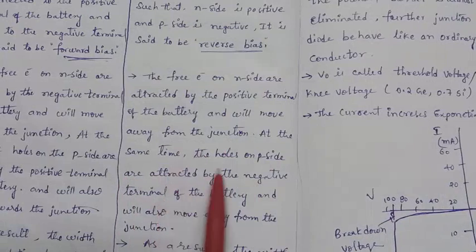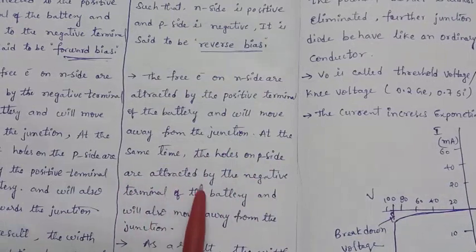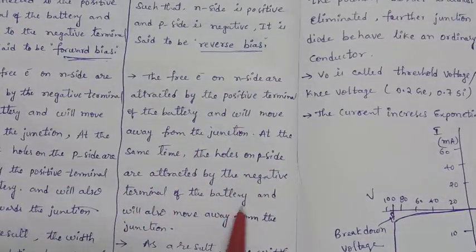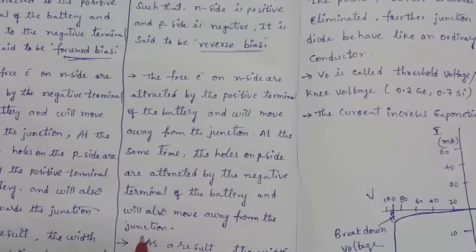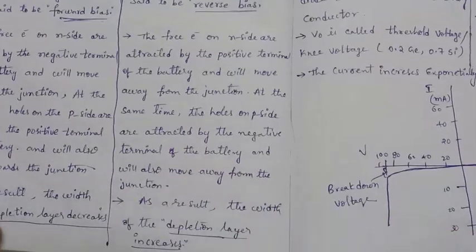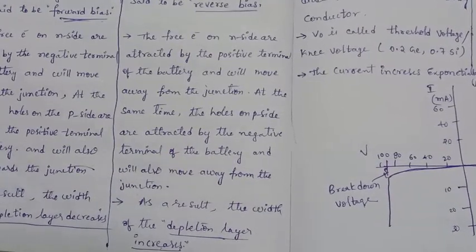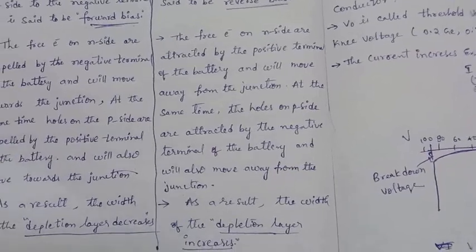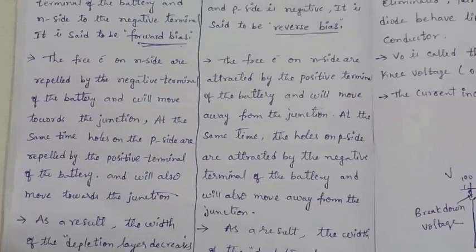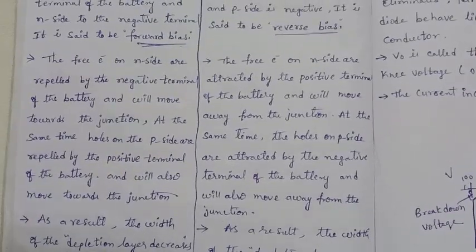At the same time, the holes on the P side are attracted by the negative terminal of the battery and will also move away from the junction. As a result, the width of the depletion layer increases. So by increasing the potential, the width of the depletion layer increases here, and here the width of the depletion layer decreases.